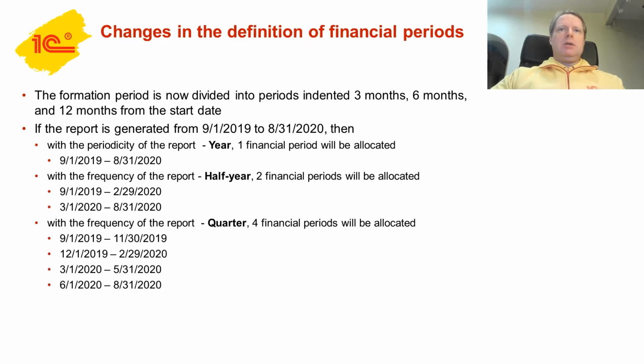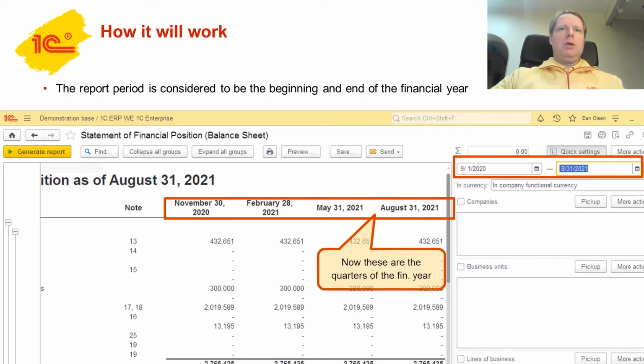Now the year is divided into periods of 3, 6 and 12 months from the start date of the report. So if the report is from September to August of the next year, then with the periodicity of the report year there will be one financial period from September to August, and so on for the half year and quarter. How will it work? The report period is considered from the beginning to the end of a financial year from the start date of the report, and the system will automatically calculate the sub-periods.